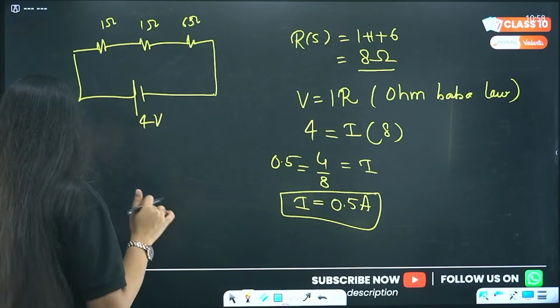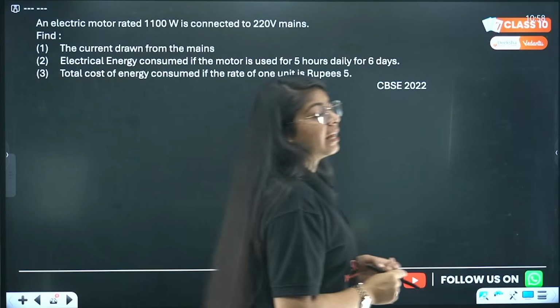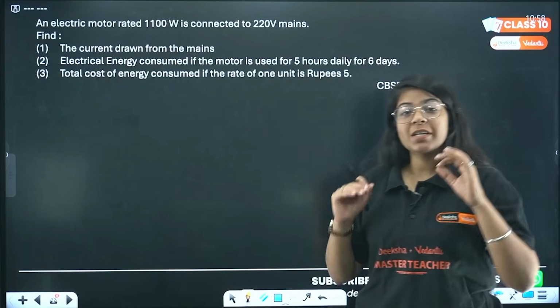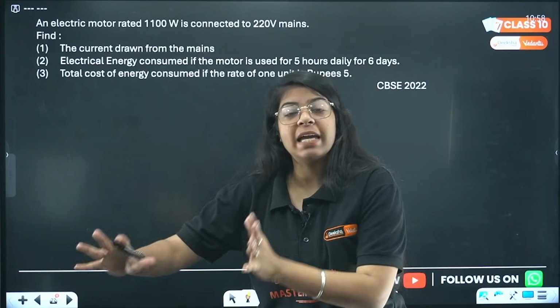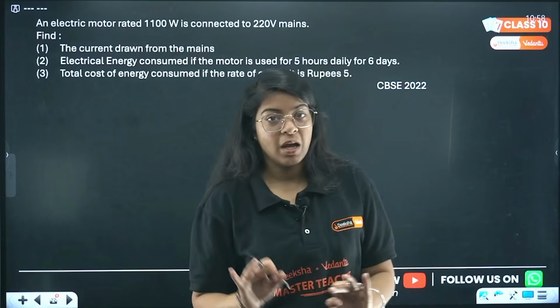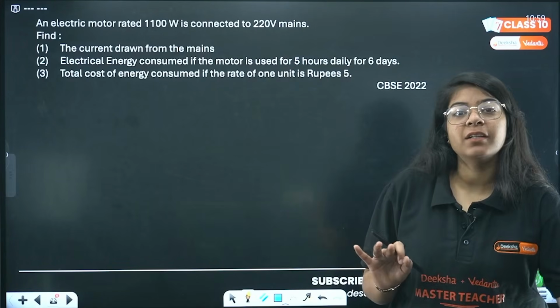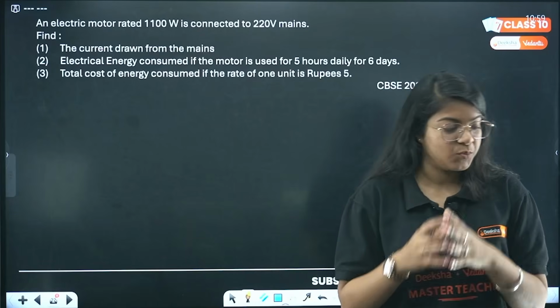Okay? So, next question. An electric motor rated 1100 watt. This question is very important. That's why I have repeated it in my live sessions and in my videos as well, because this is a very important conceptual question, right? So do not forget to learn this question and the concepts of this question.